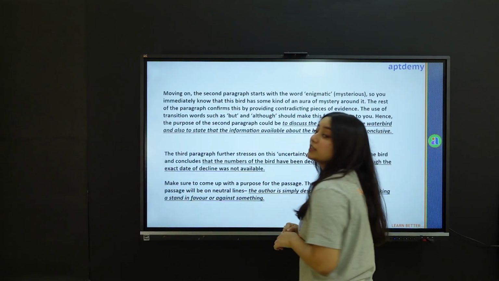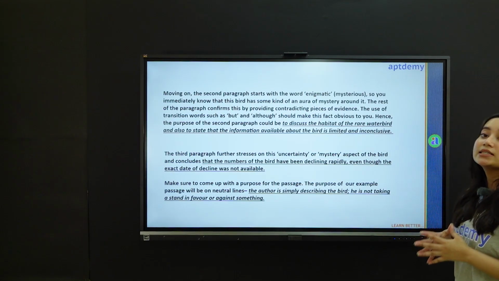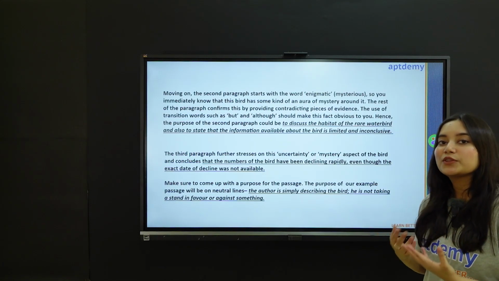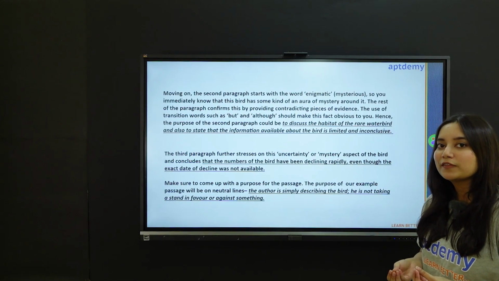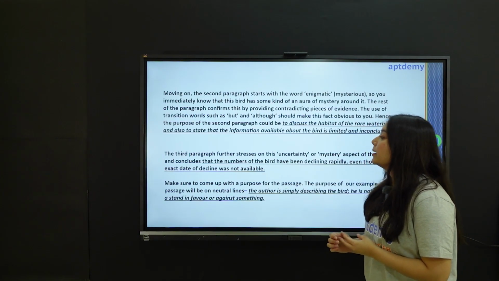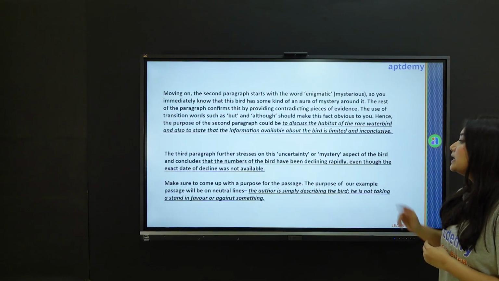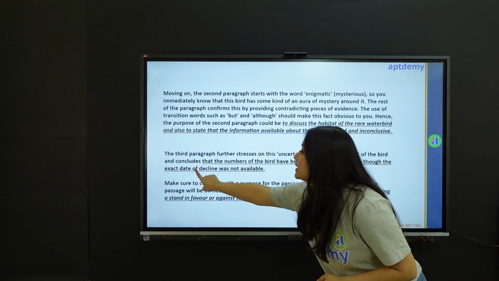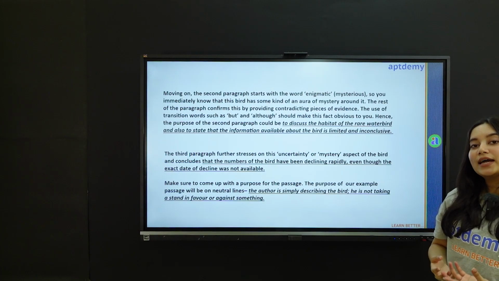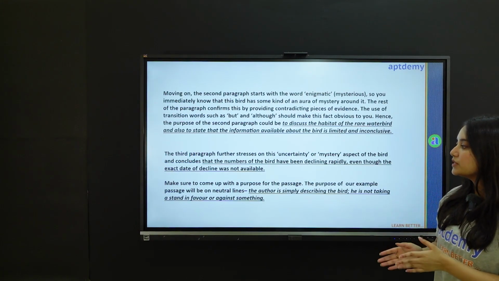What did we see in the third paragraph? Now the third paragraph further stressed the uncertainty and mystery aspect of the bird. And why was the third paragraph written? What was the purpose of the third paragraph? The third paragraph was written to discuss the numbers of the bird that have been declining, even though the exact date of decline was not available. So again, it stresses the fact that exact factual data is limited and inconclusive.